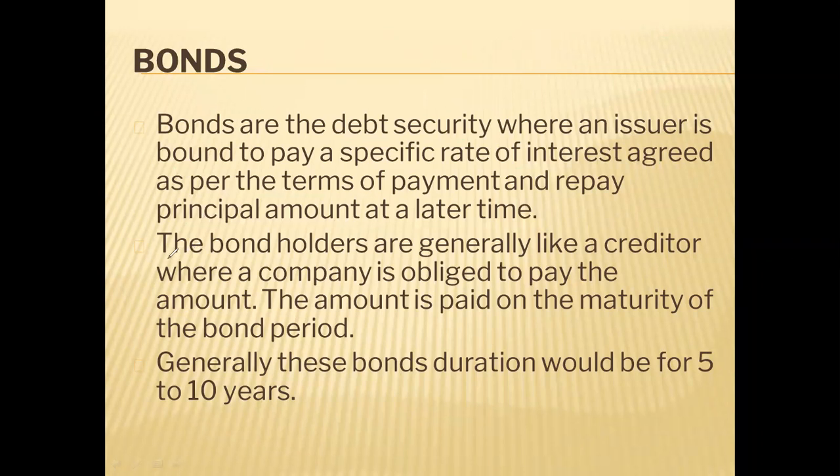Now see this paragraph. Bond holders, that is the investors who are investing in bonds, are like creditors. They are not the owners of the company. Equity holders are owners of the company. So bond holders are like creditors for the company, because the company is obliged to pay back the amount after some years. The amount is paid on maturity of the bond period. And generally bonds are issued for 5 to 10 years.